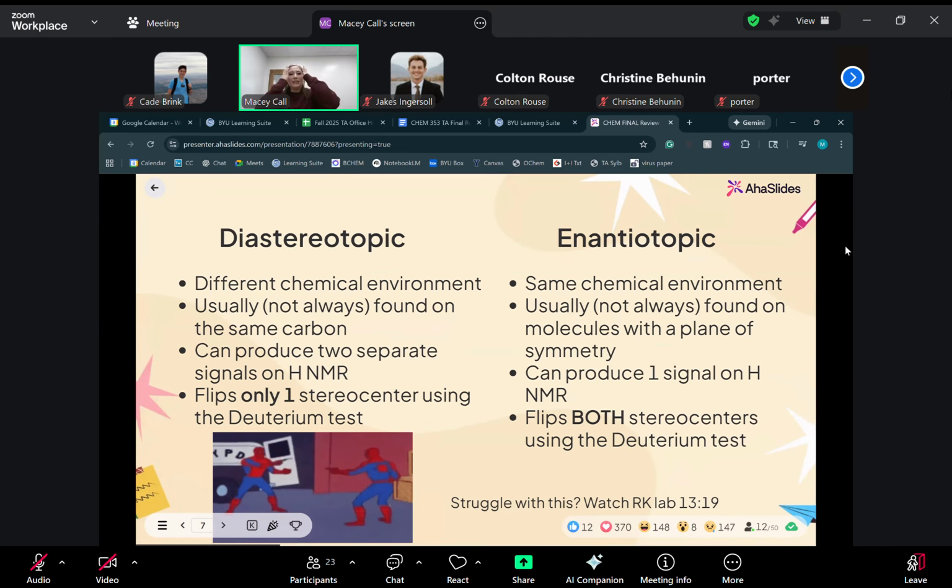So I know this is everybody's favorite dietary topic and enantiomer topic. The deuterium test is honestly like the bane of my existence, but it's super important. There is a question on the test that's about this.